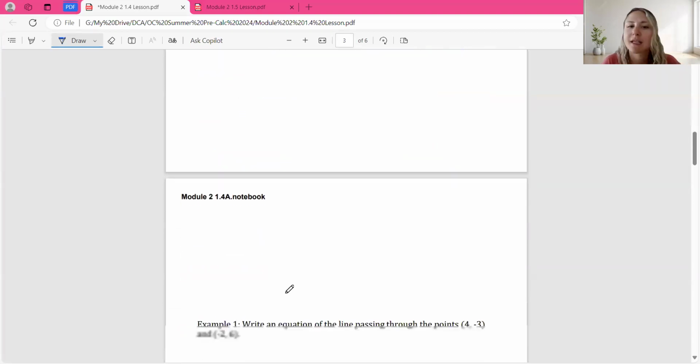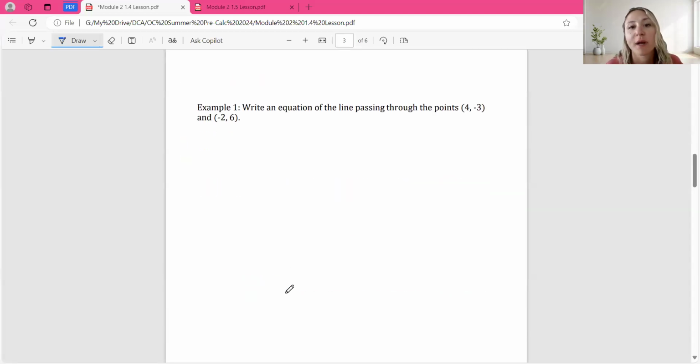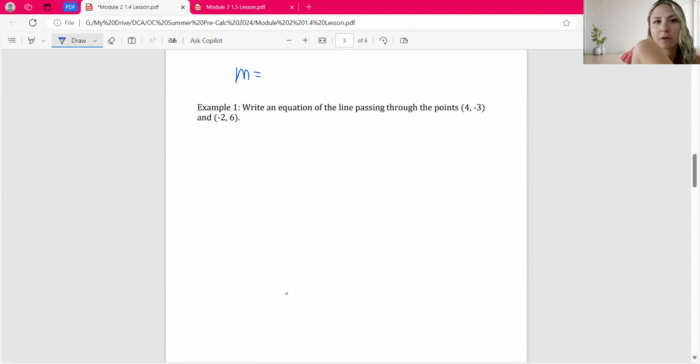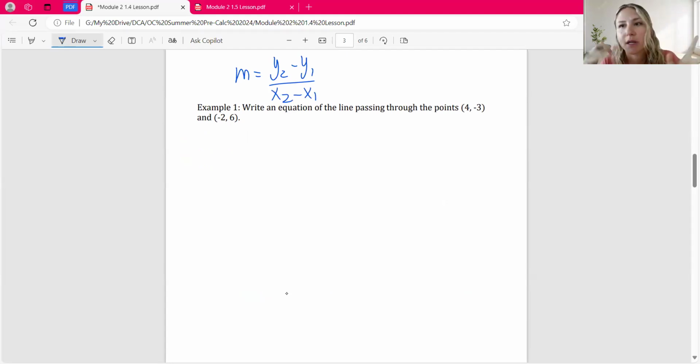Okay, so our first example here, it says write an equation of the line passing through the points (4, -3) and (-2, 6). In order to write the equation of a line, first we need to find the slope. So that's the very first thing we're going to do. We're going to use that formula, m equals y2 minus y1 over x2 minus x1. It doesn't matter which point we make x1, y1 or x2, y2. I'm going to have m equals, let's make this x2 and y2 and x1, y1. Labeling always helps. You don't have to.